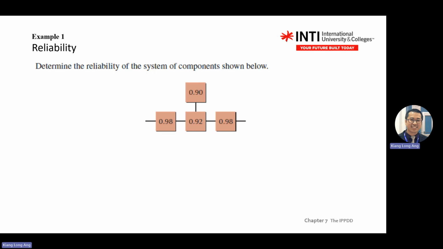What do you get? 0.992. Okay, decimal place minimum 2, but for this kind of question, you need 3. The question asks you about reliability, so minimum 3 decimal places. If you go for 2 decimal places, you get 1. There's no 1 in this world. There's no 100% reliability.